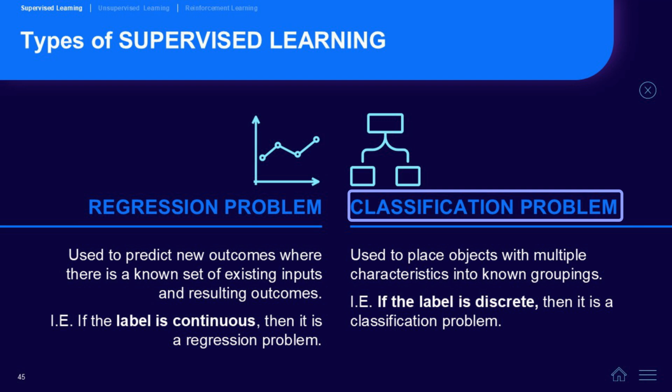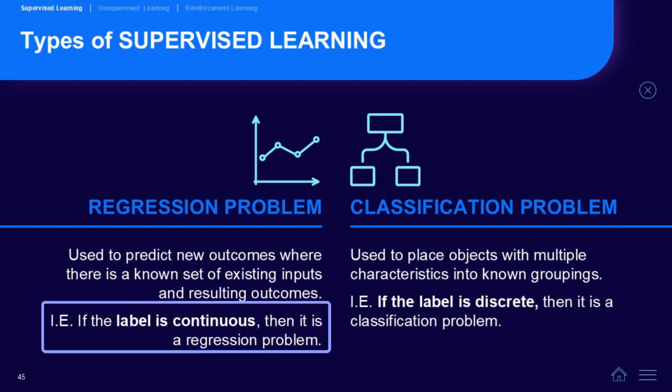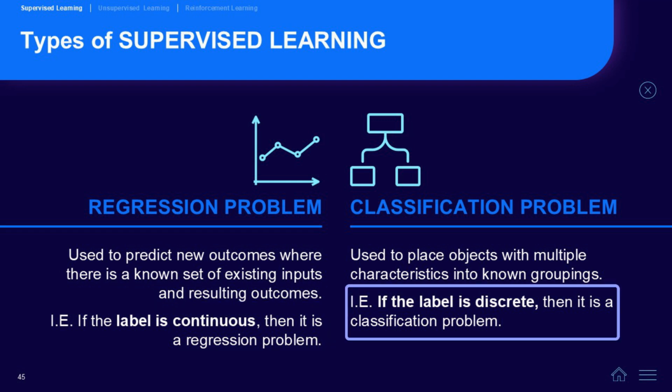Analyzing a patient's medical history to estimate the risk of developing a condition is a classic example, where the task is to assign the patient to a risk category. If the label is a continuous value, it is a regression problem. If it is categorical, it is a classification problem. Understanding these distinctions is key to effectively applying supervised learning techniques.